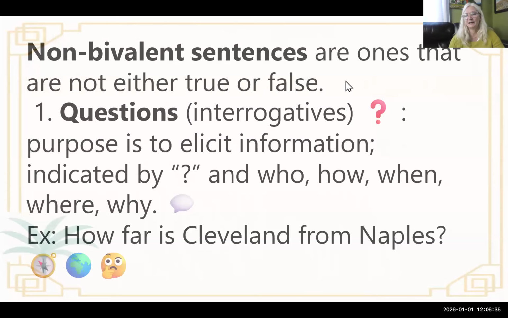Now, non-bivalent sentences are ones that cannot be either true or false. They fall under certain recognizable types, and I'm going to go over some of those types. First, let's talk about what we call interrogatives, which normally we just call questions, okay? Questions: who, what, why, where, when, how. These are the normal first or initial words that indicate that a question is about to begin. The final indication of a question is actually a question mark.